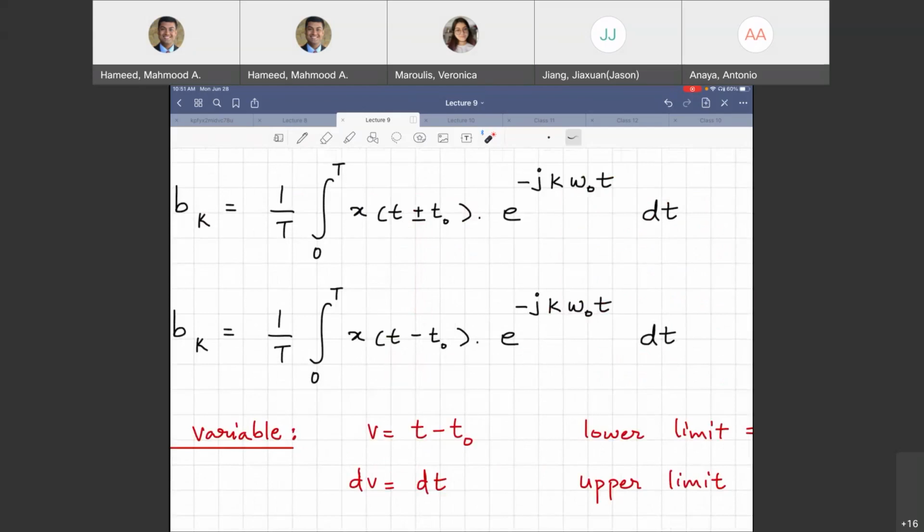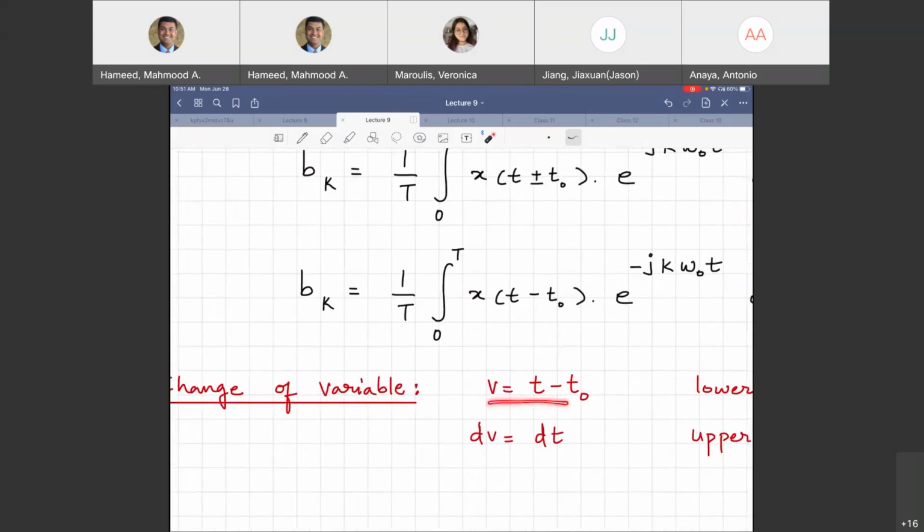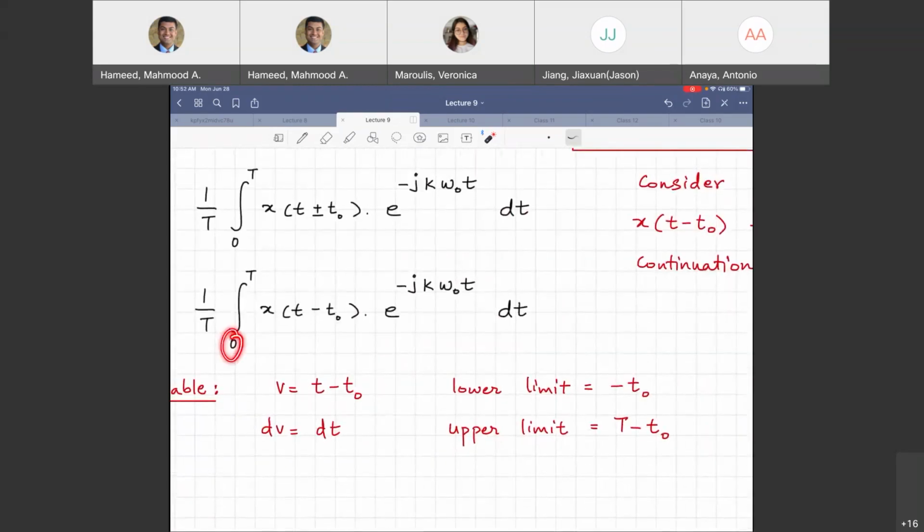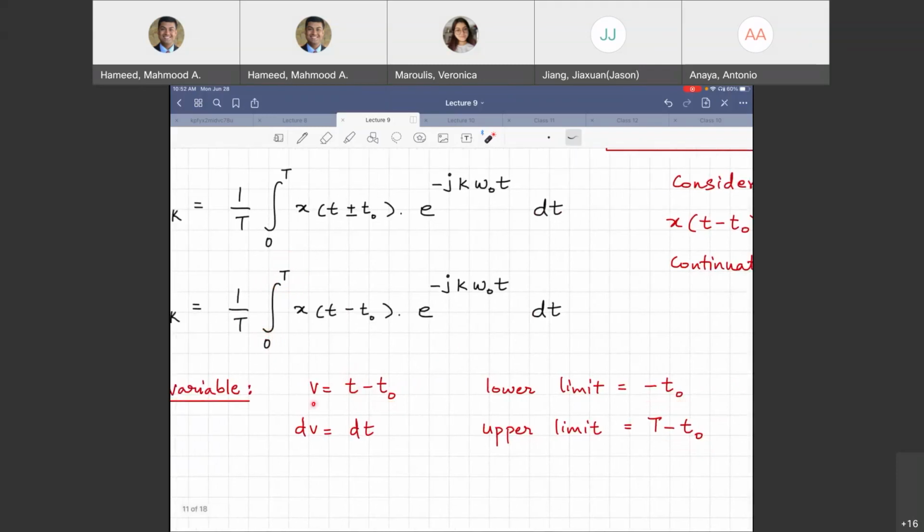Change of variable, t minus t0 is v, right? Some variable v. If v is t minus t0, you will have a change in lower limit and a change in upper limit. What would be the change in lower limit and upper limit? You see 0 minus t0, so minus t0 will be the lower limit. Upper limit, t minus t0, so cap T minus t0 will be the upper limit. Yeah, you change the limits. Also, dv equals dt.